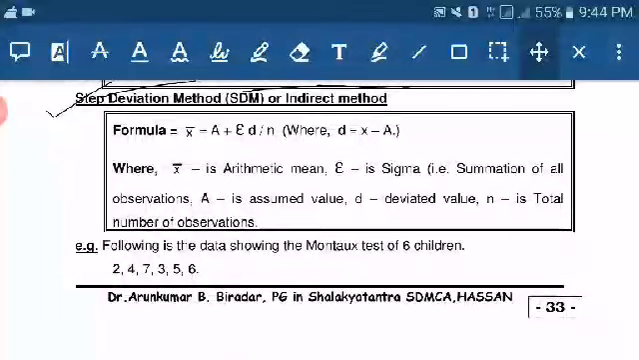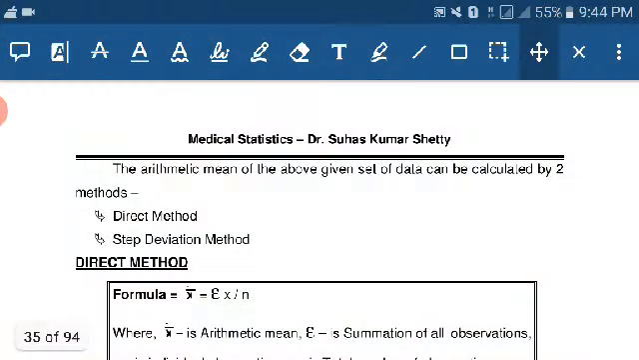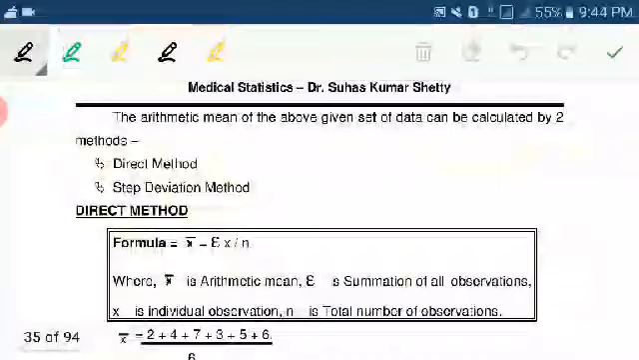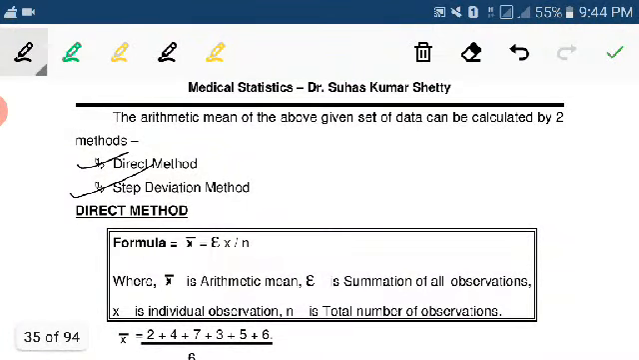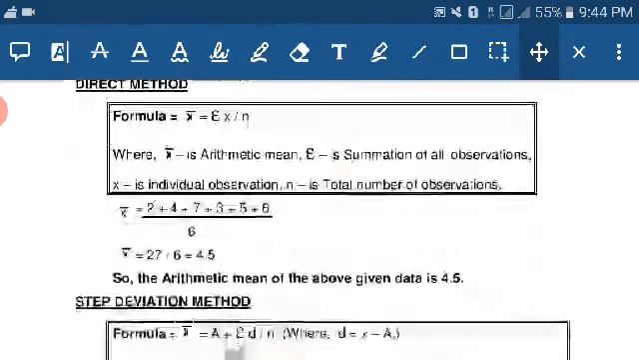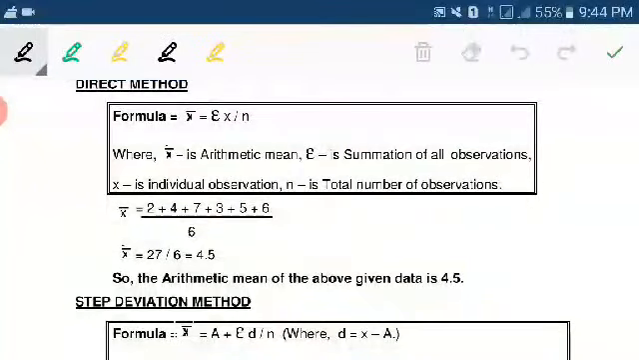The following data show the marks of 6 children: 2, 4, 7, 3, 5. The arithmetic mean of the given set can be calculated by two methods, the direct method and the step deviation method. In the direct method, we sum all the observations and divide by the total number of observations. So the mean is 4.5 by the direct method.